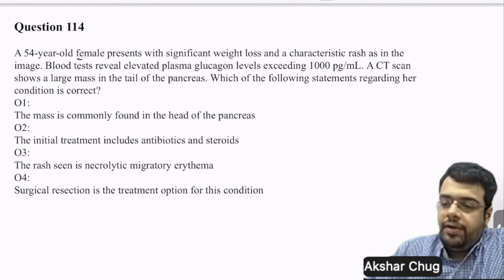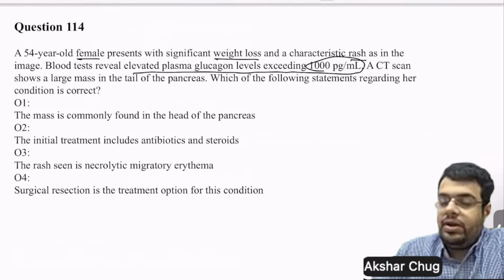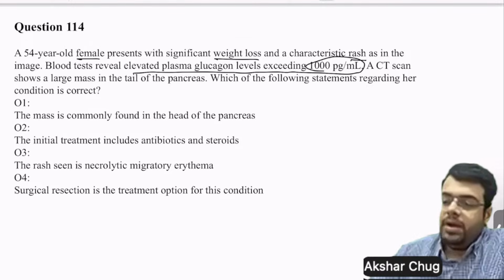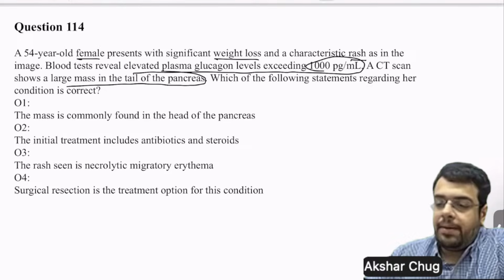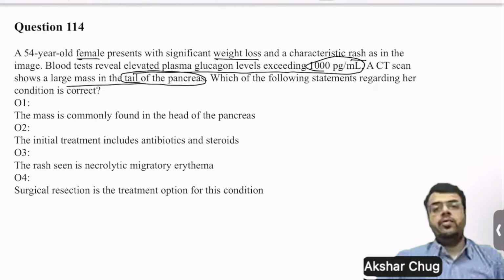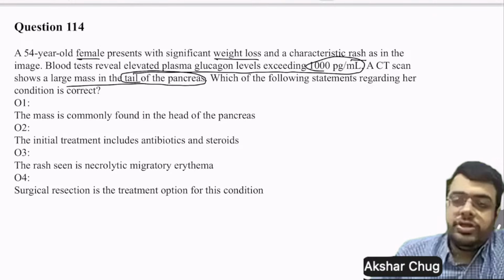A 54-year-old female with significant weight loss and a characteristic rash. Blood test reveals elevated plasma glucagon exceeding 1000. So it is clearly a glucagon-producing tumor, most likely a glucagonoma. CT shows a large mass in the tail of the pancreas, again suggestive of glucagonoma, because the alpha cells which produce glucagon are situated majorly in the tail of the pancreas. Which of the following statements regarding her condition is correct?